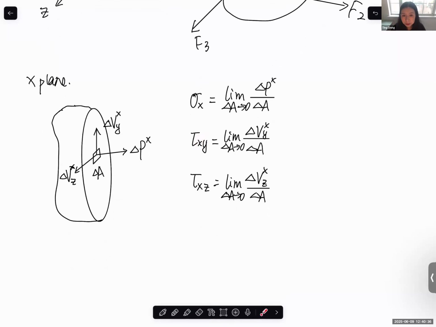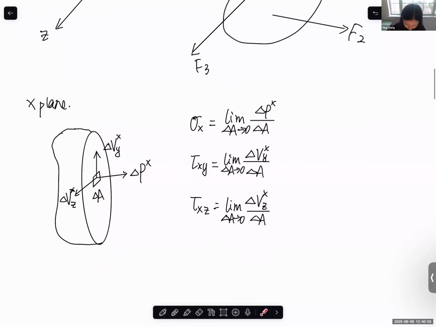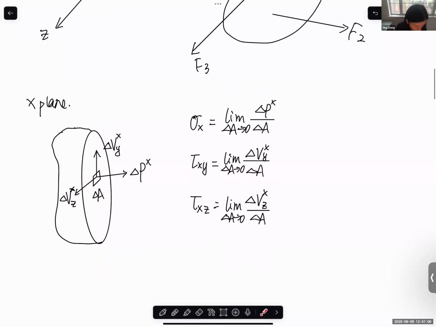So as you can see here, the first subscript represents the plane. The second subscript represents the direction. So let's say on this plane, the x plane, the shear stress component pointing in the y direction, based on the coordinate system, is the y direction, and this component points to the z direction. So this is what the subscript means for the stress component.